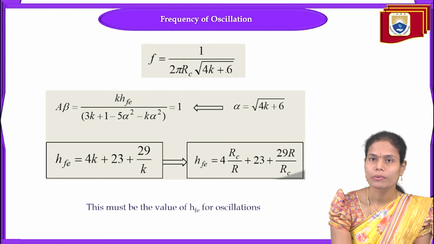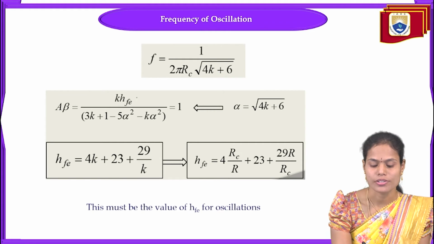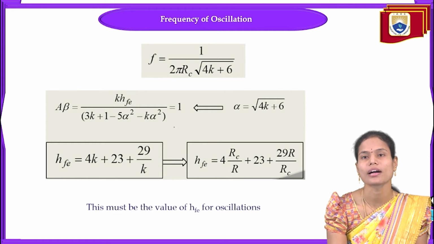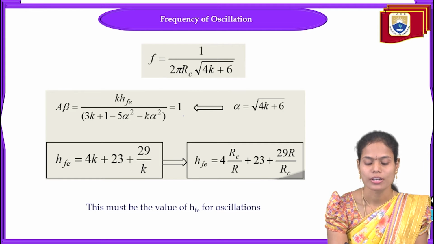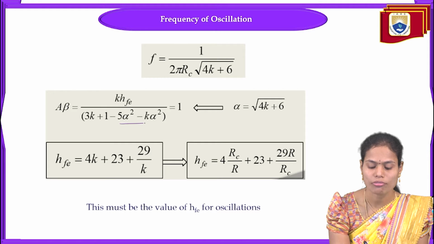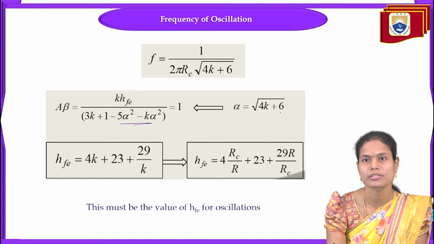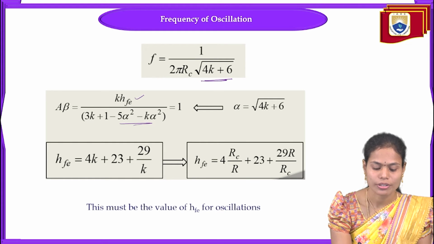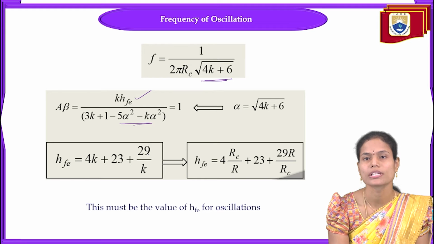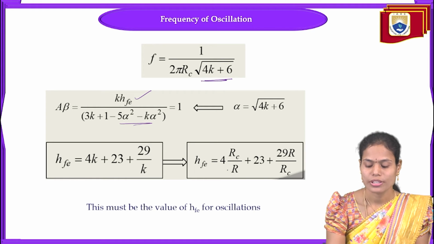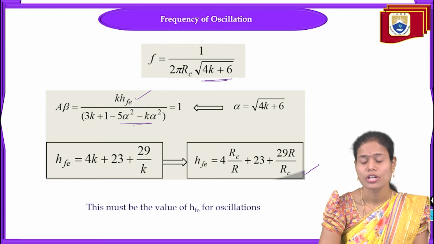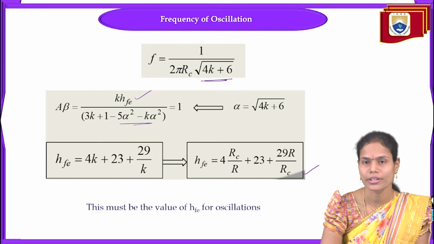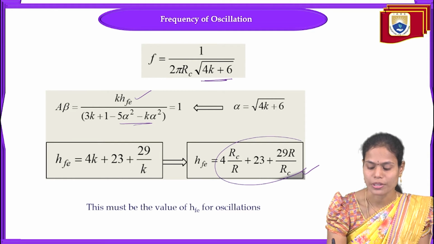And the open loop gain we will get from the oscillator is k hfe by (3k plus 1 minus phi alpha square minus k alpha square), and that is equal to 1. So from this, we can get the value of alpha as under root of 4k plus 6. So hfe value we can write from this as 4k plus 23 plus 29 by k. So this is the simplified value of hfe. In order to get sustained oscillations without any variations, we have to maintain the hfe value as this much.